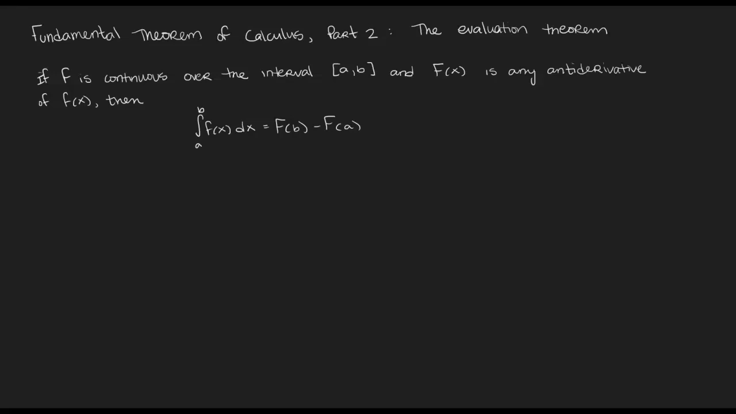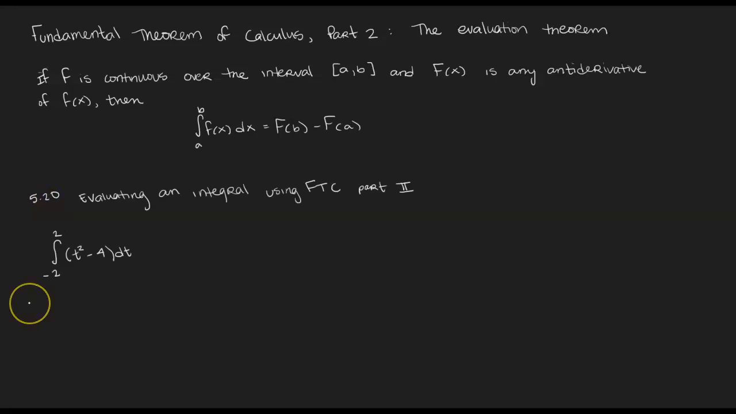In fact, we're going to use it almost every time you integrate. You'll use the Fundamental Theorem of Calculus Part 2. So let's start off by looking at example 520. This example shows us how to evaluate an integral using FTC Part 2. So the integral we're starting with has a lower limit of -2, an upper limit of +2. The function we are integrating is t squared minus 4.